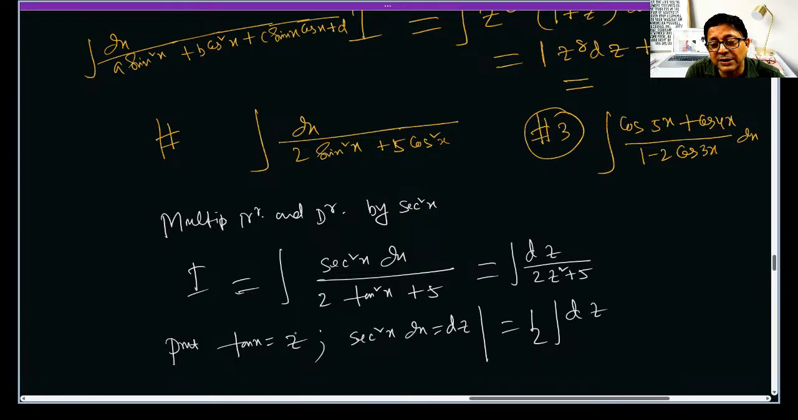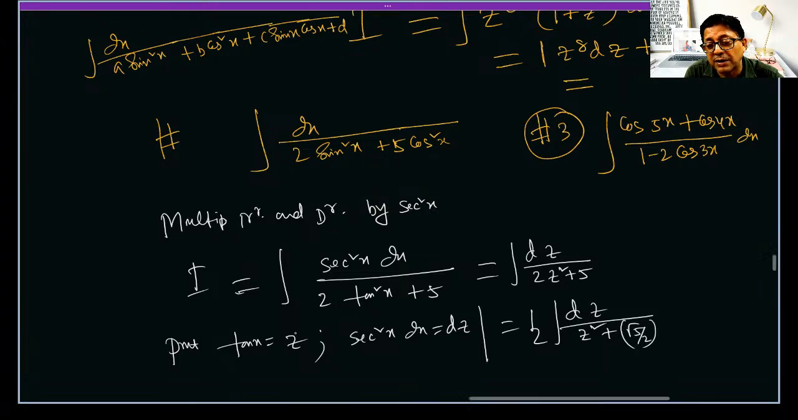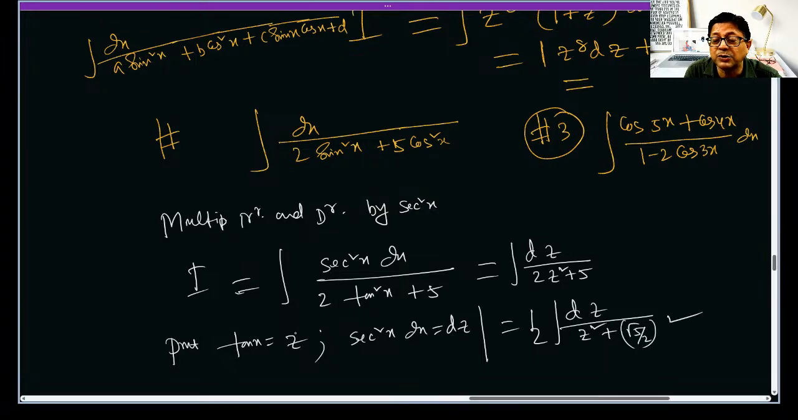Take 1 by 2 outside. z square plus (root 5 by 2) whole square. You understand? Is it okay?